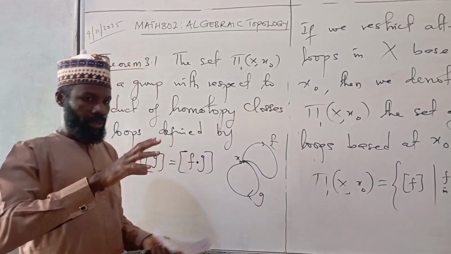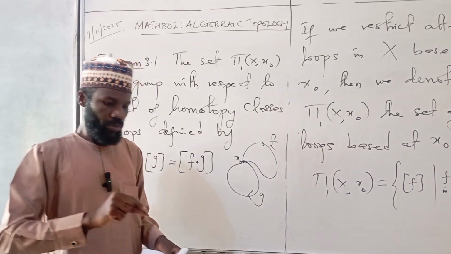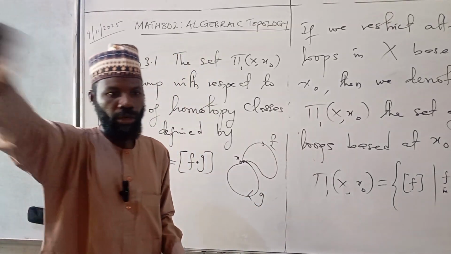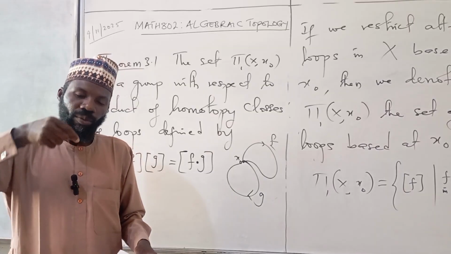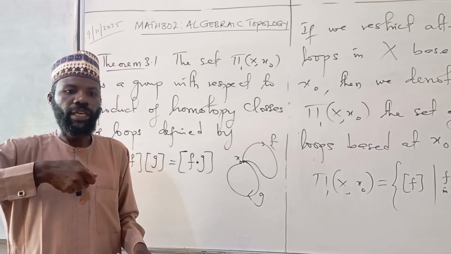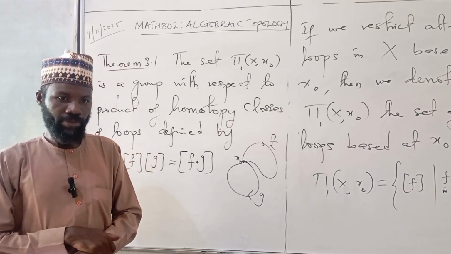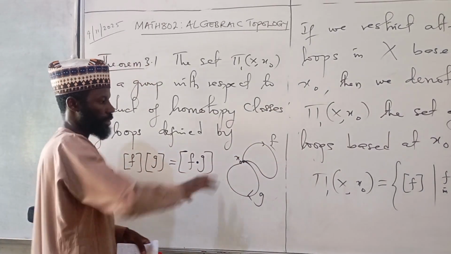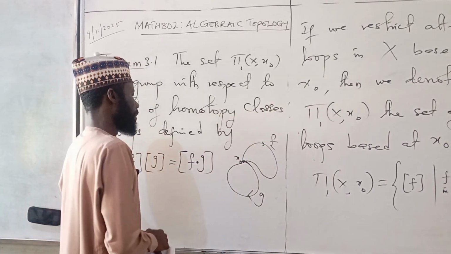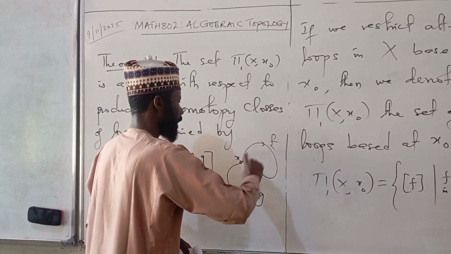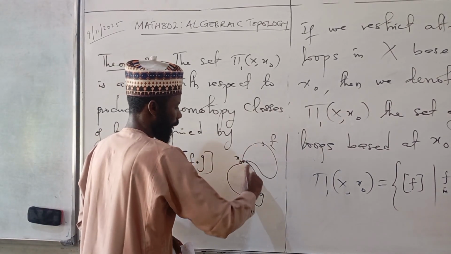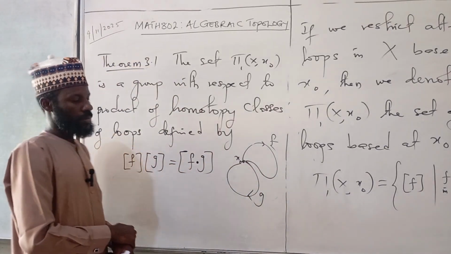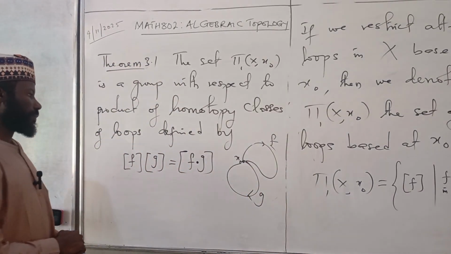You see, when you are talking about a loop, it can go and come back to the point and still go around and come back to the point. So long as where it started is where it ended, then it is a loop. Are you following? So that is it. So this is a loop still, the product. So think of the equivalence class of this one, multiplied by the equivalence class of this, will be the equivalence class of their product. So this is how you define it.